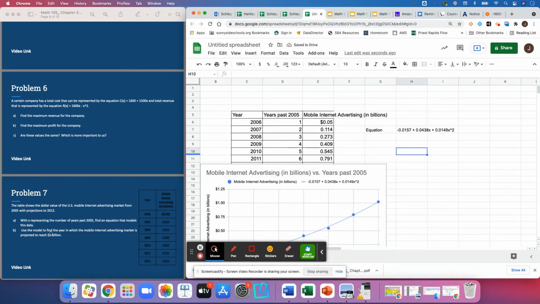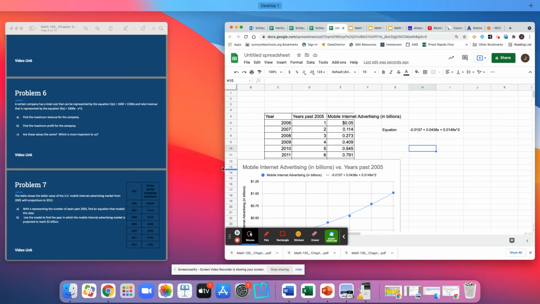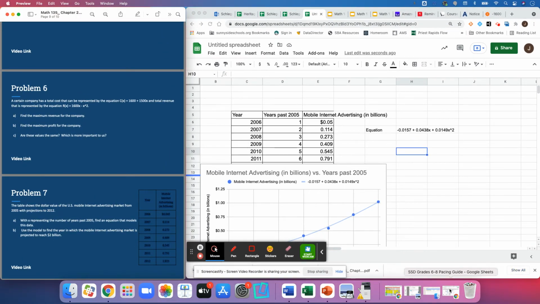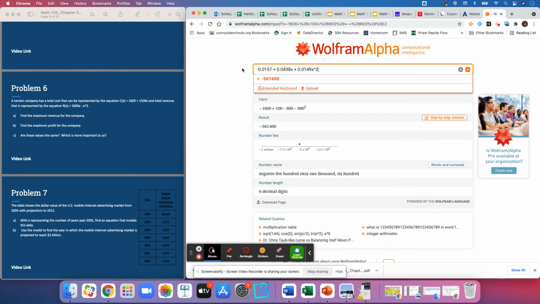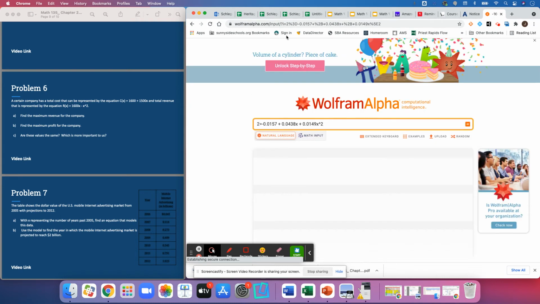Then use the model to find the year in which the mobile internet advertising market is projected to reach 2 billion. Remember, everyone, that this is already in billions. So all we need to do is put this equal to the number 2 in Wolfram, and we should have that information. I've already got that copied, so I'm just going to paste it into Wolfram. Then we are looking for when it reaches 2 billion, so we put the 2 in there.